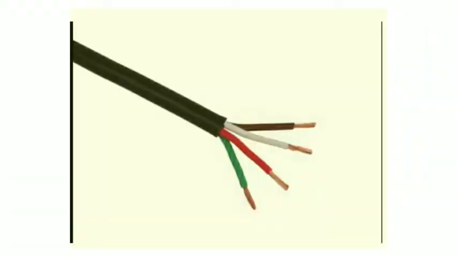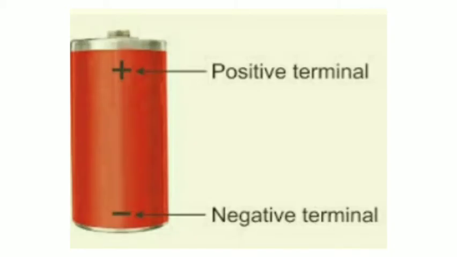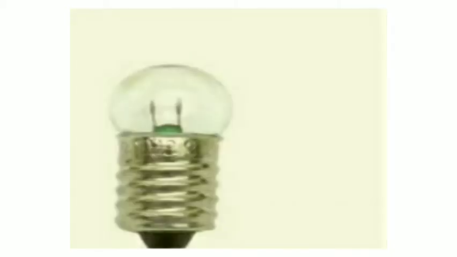So dear students, today we will be discussing different arrangement of an electric cell and bulb. So what all materials required? Yes, 4 copper wires from the end of which plastic coating is removed, 1 electric cell, bulb and plastic tape.